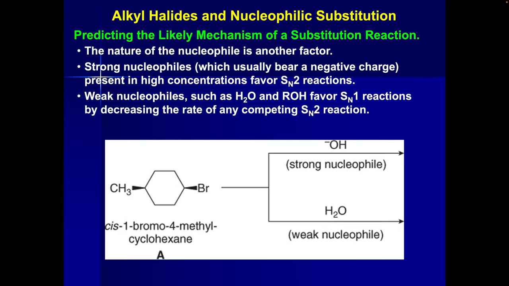Now we look at the second flask. Right? And now we're using water as the nucleophile. What's going to happen? It's going to make a carbocation. Why? Because the nucleophile is not strong enough to do an SN2. That's right. Weak nucleophiles do not favor SN2 reactions. Weak nucleophiles favor the SN1.